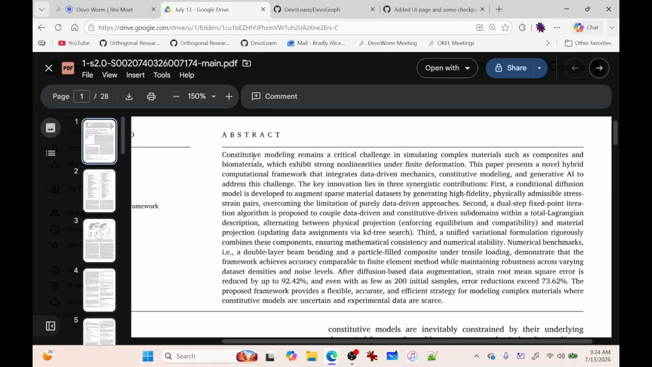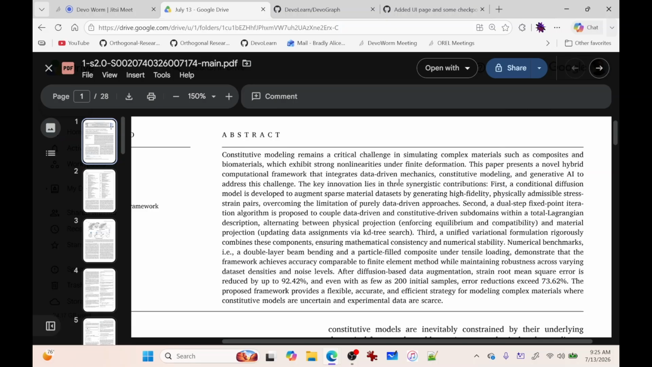So the abstract reads, constitutive modeling remains a critical challenge in simulating complex materials such as composites and biomaterials, which exhibit strong nonlinearities under finite deformation. This paper presents a novel hybrid computational framework that integrates data-driven mechanics, constitutive modeling, and generative AI. And by generative AI, they mean a large language model. By data-driven mechanics, they mean they're going to build this finite element analysis from some data, and then do the modeling to address this challenge.